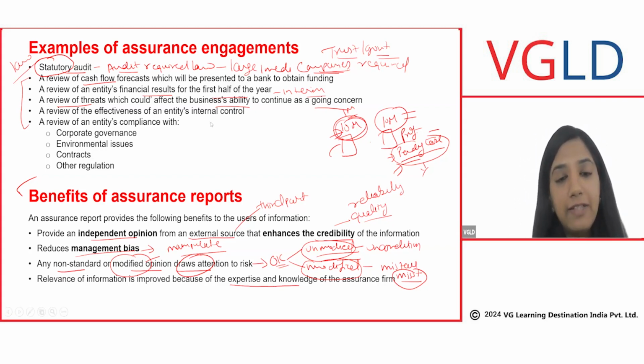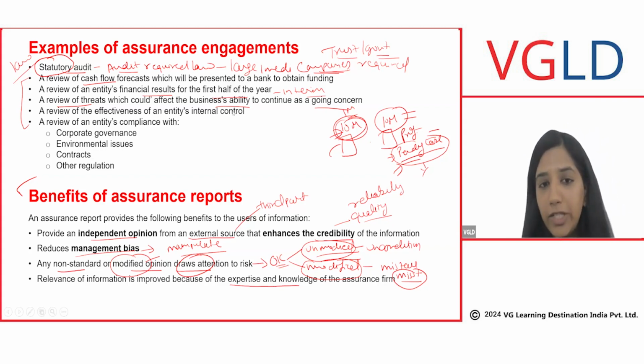A review of effectiveness of entities internal control. Like I told you, there is an internal audit also that happens at an organization place. So are the controls in place? If they are in place, are they being followed? Are they catching the risks? Are they stopping the risk that could impact the company? So that is another scope of audit.